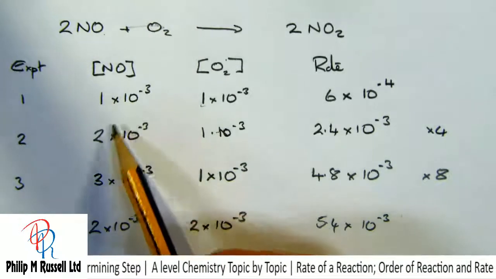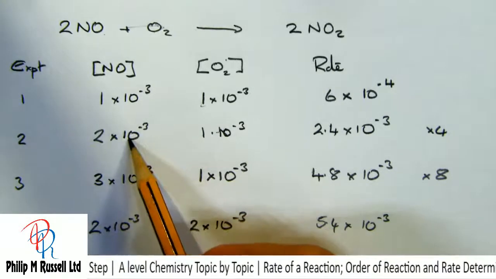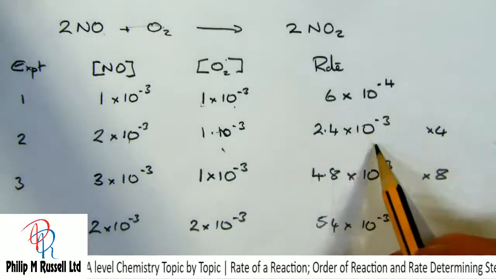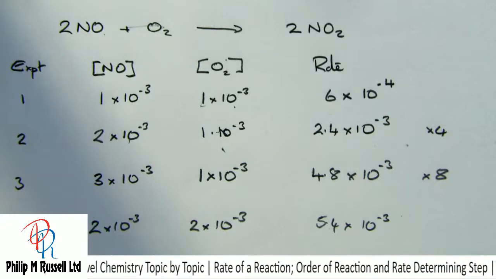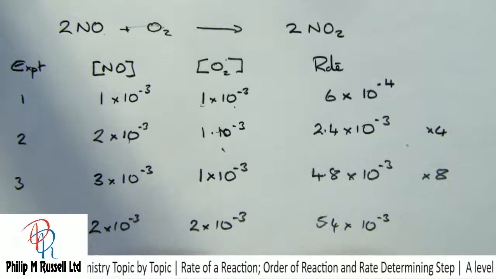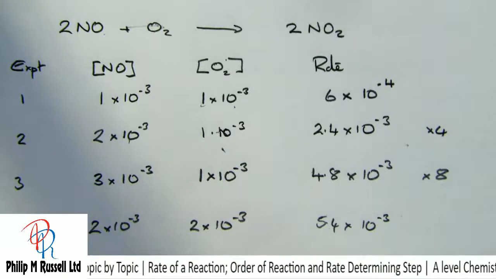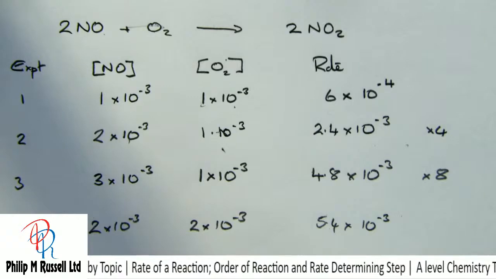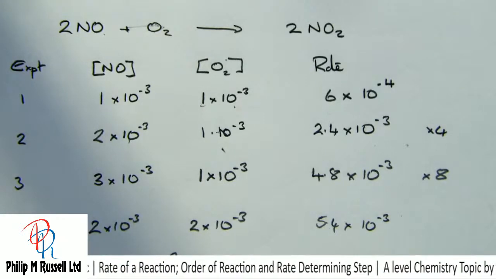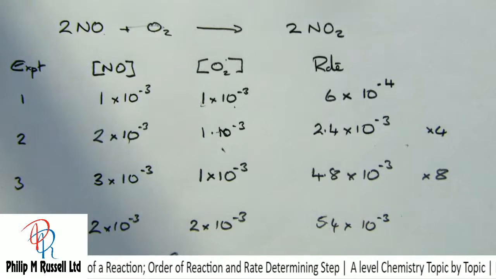Let's compare experiment 1 with experiment 2. We've doubled the amount of NO whilst we've left the amount of oxygen the same, and we can see here the rate has quadrupled. This suggests that the rate for making our NO here is simply going to be proportional to this squared. May not have got this number right, I was just thinking about that.